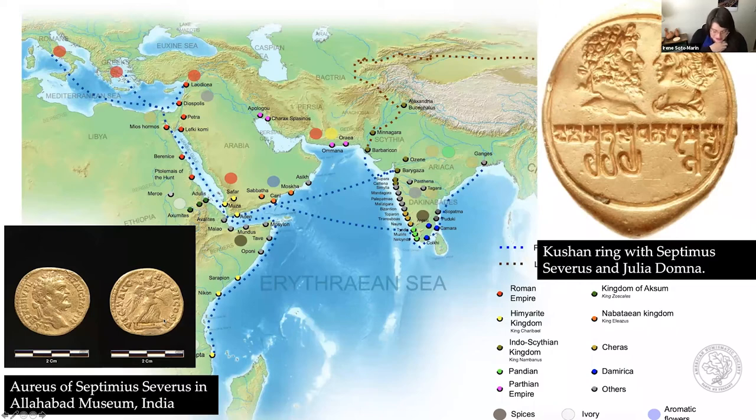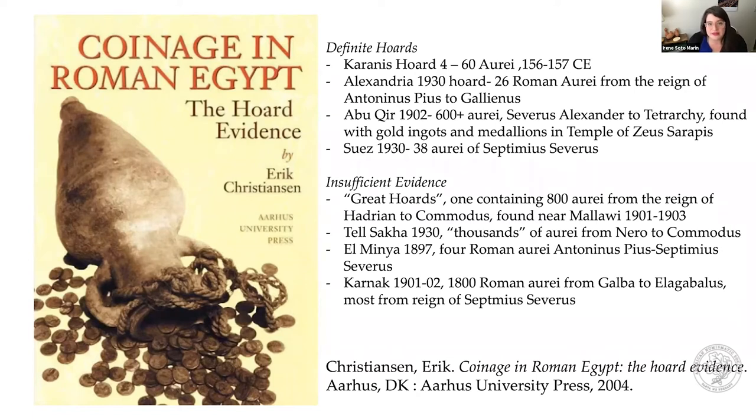Based on the hoard evidence, it is clear that aurei were circulating in Egypt's closed currency system to some extent. And I'll go back here just to highlight the number of coins that we have. We have 60, 26. This Aboukir hoard is a little bit problematic as well. And Banaji also talks about the hoard itself. Then we have 800 aurei, also from Hadrian to Commodus, that were found. In these cases, the data is a little bit less clear, but you can see the types of quantities that we already have circulating within Egypt.